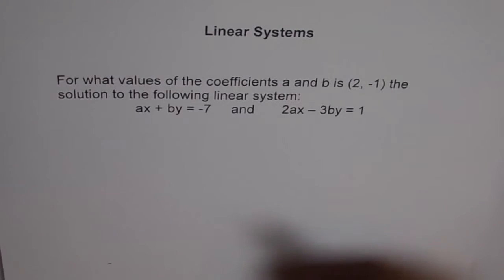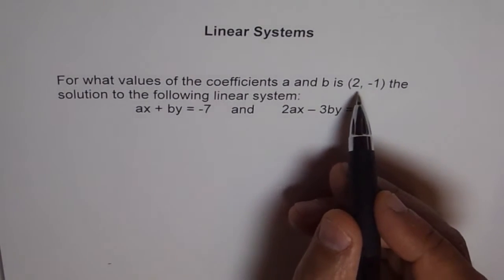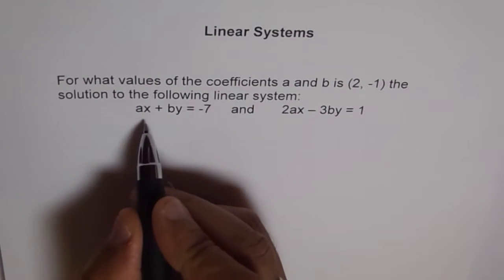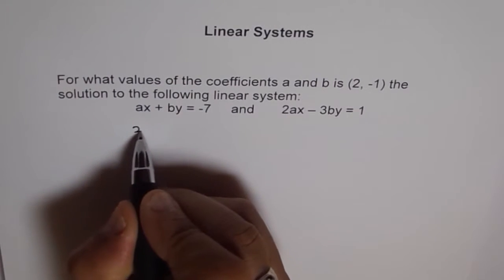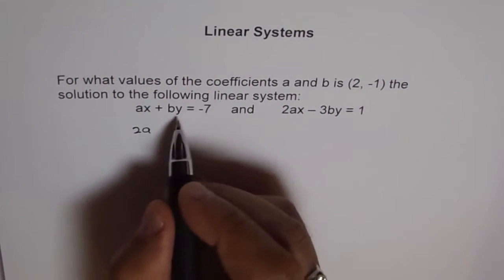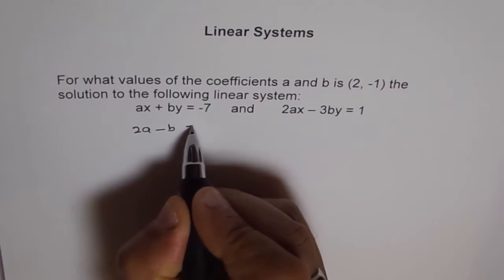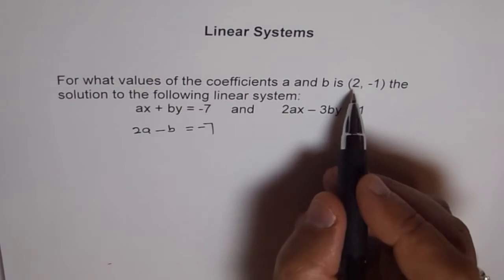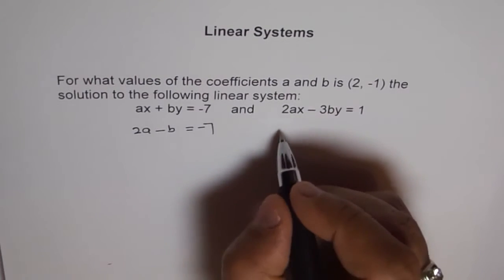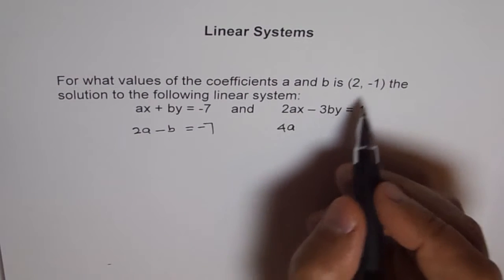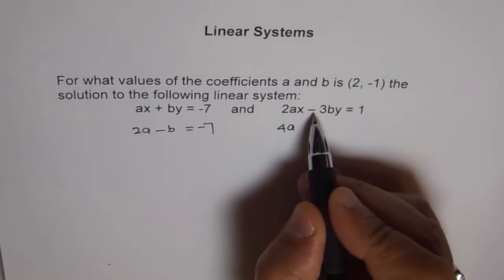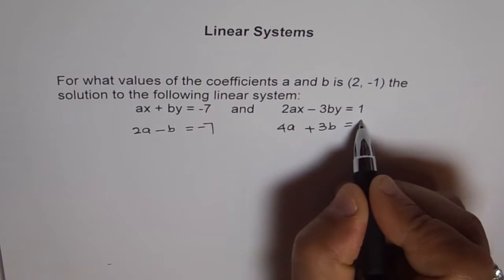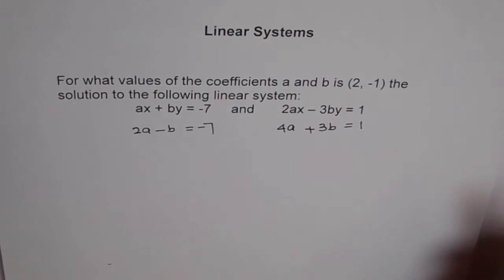So let's do it. When we plug in 2 for x and -1 for y, we get 2a, and -1 for y gives -b, equals -7. This is my first equation. And the second equation becomes, when I write 2 for x, so 2 times 2 is 4, I get 4a, and -1 for y, so minus and minus becomes plus, so I get +3b equals 1. So these are my two equations.